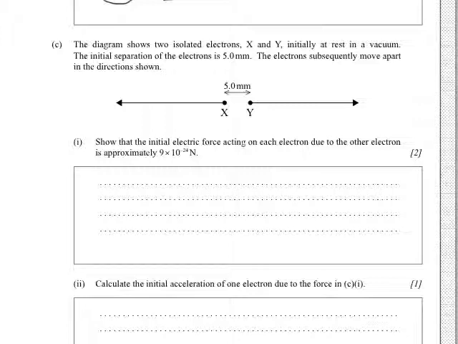Okay, now we have another question. We've got two isolated electrons, 1, 2, and of course they are initially at rest in a vacuum. But of course, being both electrons, they are going to repel. The initial separation is 5 times 10 to the minus 3 meters. Right, so we'll change that into SI units now. Show that the initial electric force acting on each electron is approximately 9 times 10 to the minus 24.